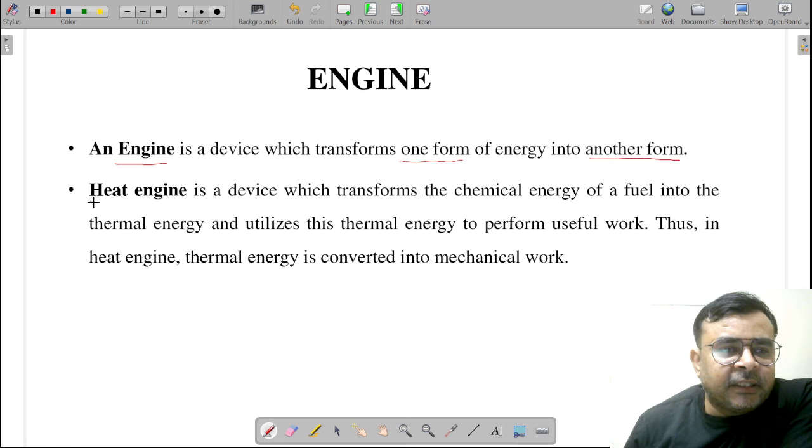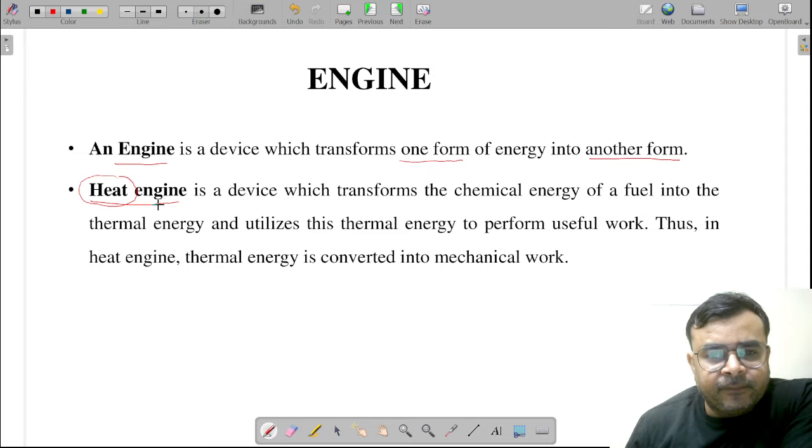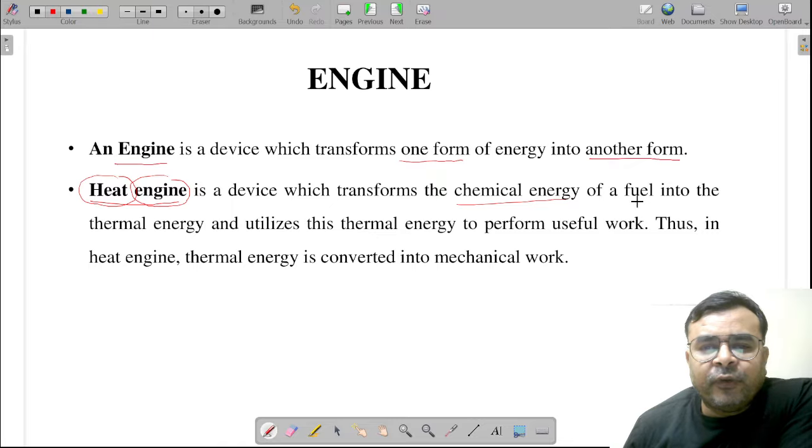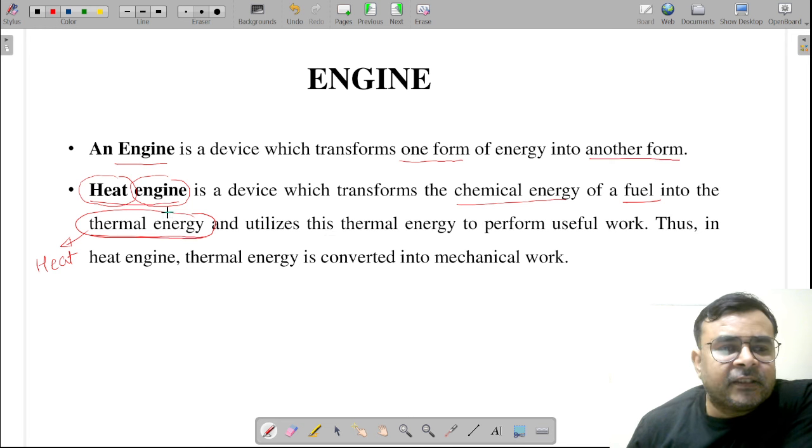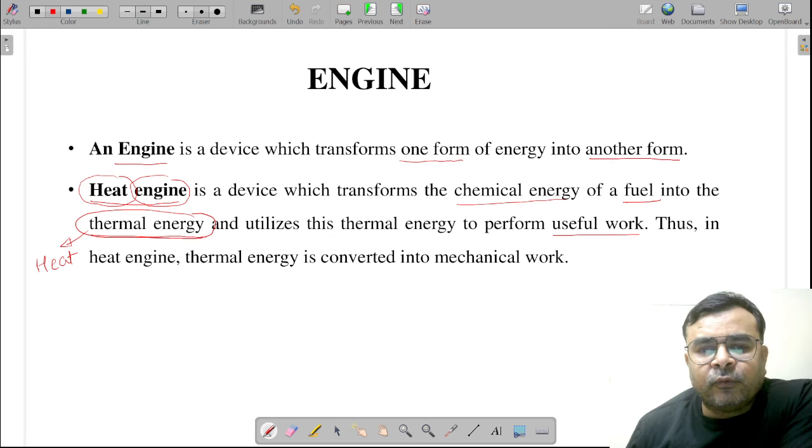Next, very famous, the heat engine. Heat engine is already named, heat and engine. It is a device which transforms the chemical energy of a fuel into thermal energy. Obviously thermal energy is nothing but what is called heat. And it utilizes this thermal energy to perform some useful work. So work is also another form of energy.